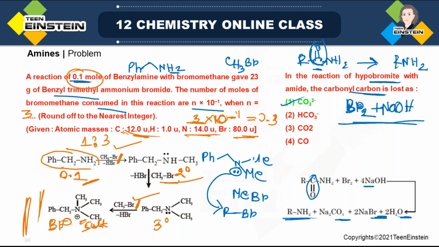So just because all the information is given, it is not always necessary that you have to utilize all of it. Maybe some information is extra. It is just given to make us confused, right? Fine. So the answer is 3, and this 23 gram information is redundant. It is not required.